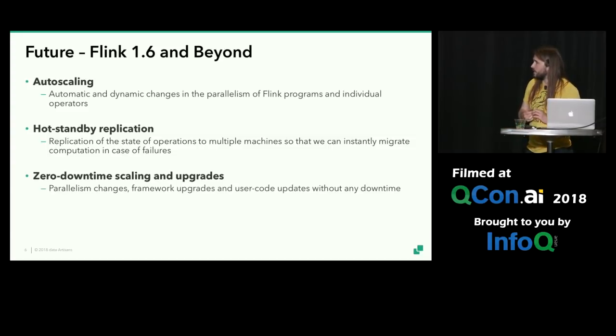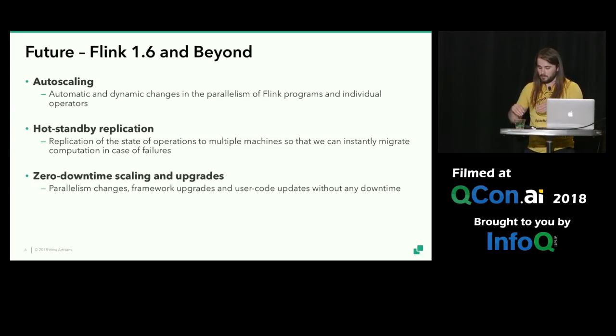Another thing is hot standby replication. This is also, again, regarding state. So as I said, when failures occur, you somehow have to restart the running program, get all the state back in, and then get the program running again. This can have a couple of seconds downtime or maybe longer downtime based on the size of the state. So the way we want to tackle that is by having hot standby replication, basically where we have more machines running than necessary, and they also have the state of the computation. And then when one machine fails, we can switch computation to one of these other machines.